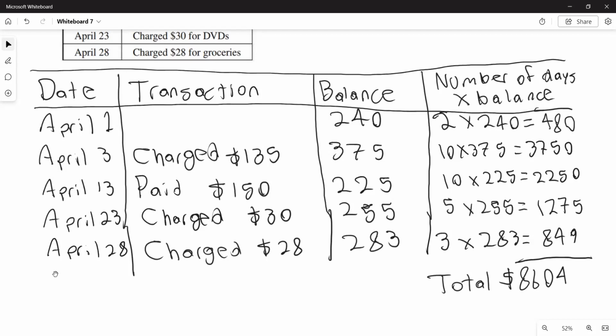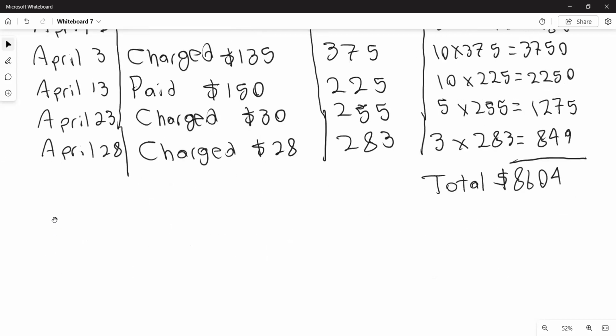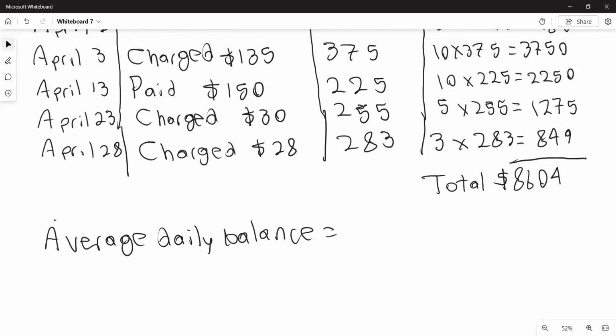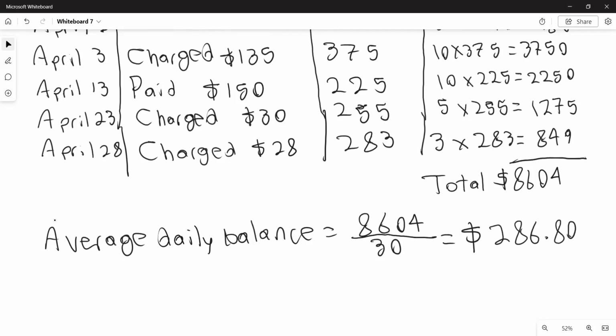And the average daily balance is that over 30. April has 30 days, so that is $8,604 over 30 days, or $286.80. This is the average daily balance.